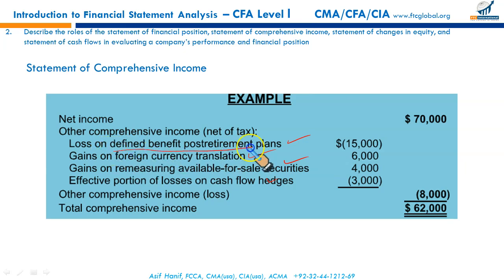Loss on defined benefit post-retirement plan. Any gain and loss on this plan is reported as a part of OCI. Any gains on foreign currency translation. There's a difference between translation gain and transaction gain. This translation gain is reported as a part of OCI. If you have available for sale debt securities, any gain and loss in the remeasurement of available for sale debt securities is reported as a part of OCI. And any effective portion of cash flow hedge. These transactions are unique, can't be reported as part of the income statement, and are reported in a separate statement called the other comprehensive income.